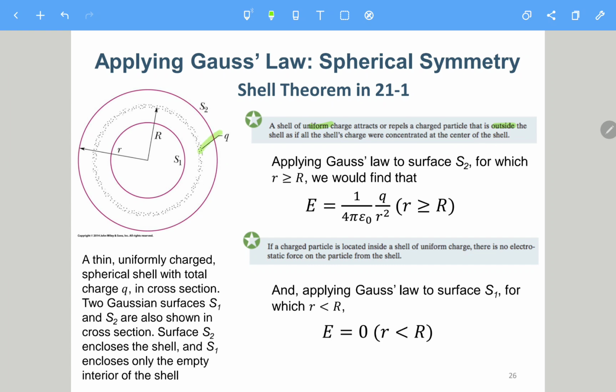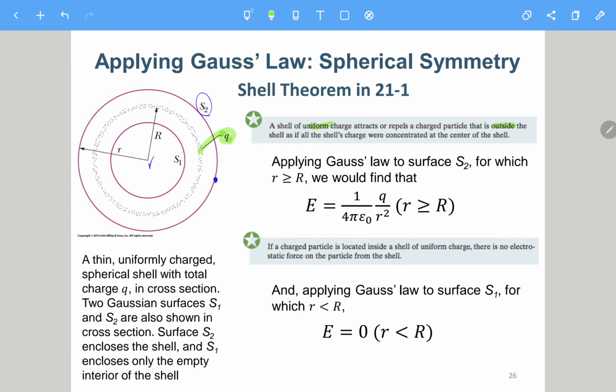Here for the shell, the total charge is small q. So it is like all the charge is at the center. If it is at the center, it will be very easy because it is just a point charge. For every point, you only need to know the distance between this point and that point, maybe R, or maybe this point on the S2. This is for S2.